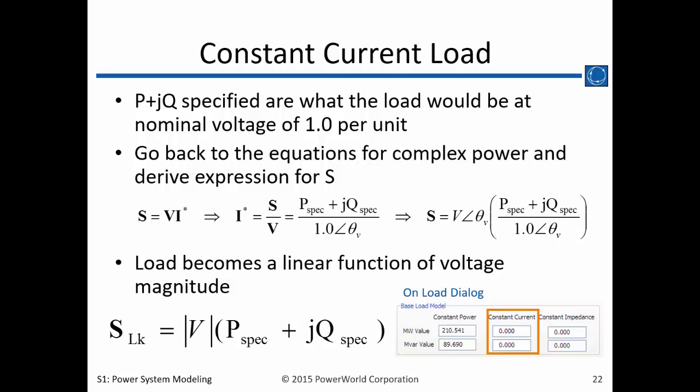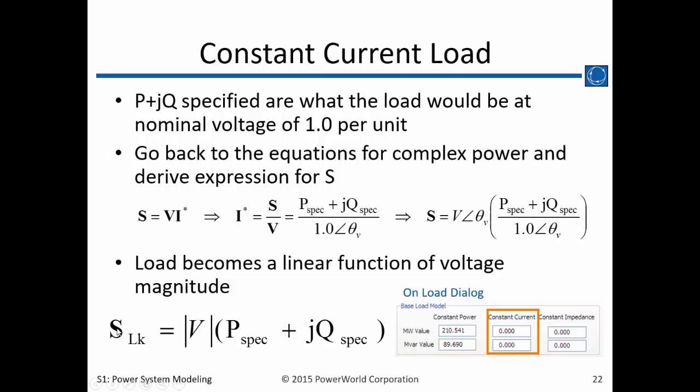However, you do have the ability to specify constant current and constant impedance loads as well. Now, if you include a constant current component, you go back and look at the equations for complex power and derive the expression for the complex power S, and you'll see that S is a function of voltage times the conjugate of the current. So we have voltage magnitude and angle come into play, along with the specified values for P and Q for constant current. And so therefore load becomes a linear function of the voltage magnitude.